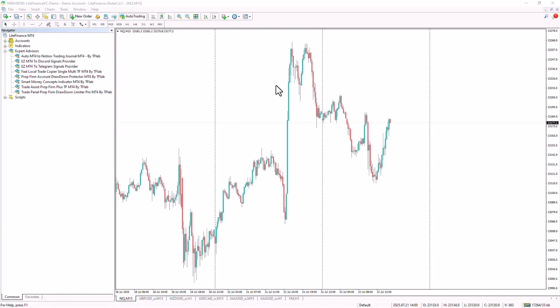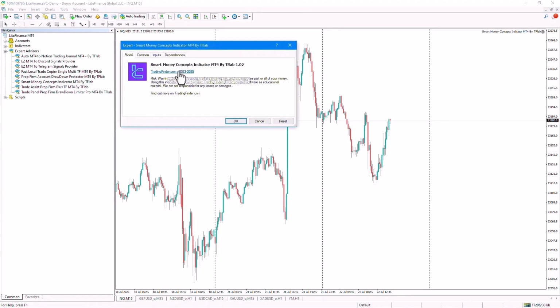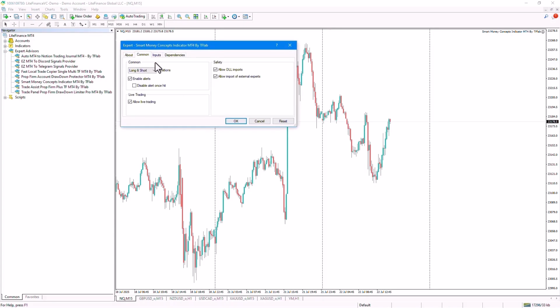From the Navigator section, go to the Expert Advisors area, select the Smart Money Concepts Indicator, and run it on the chart. After running the indicator, go to the Common tab, and in this tab, enable the options Allow DLL imports along with Allow import of external experts.